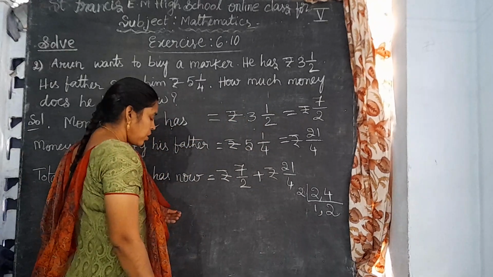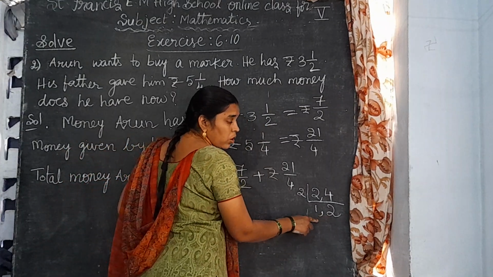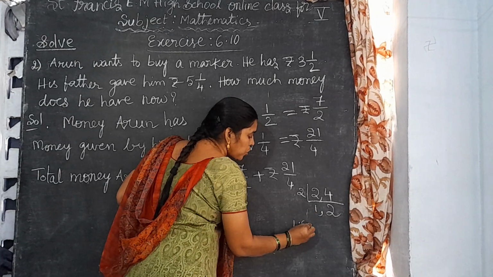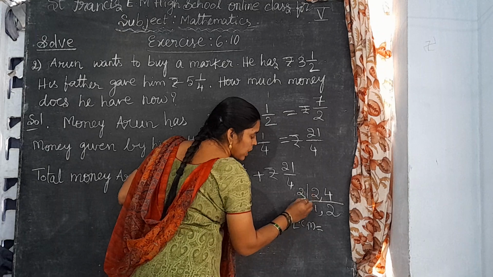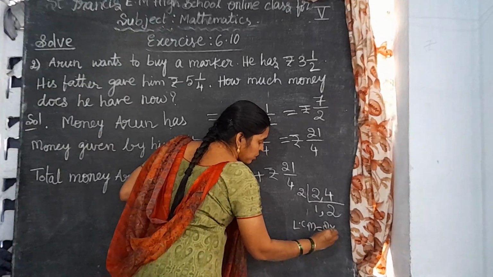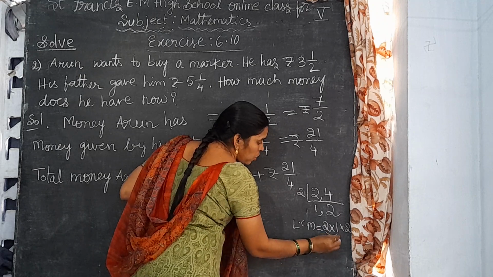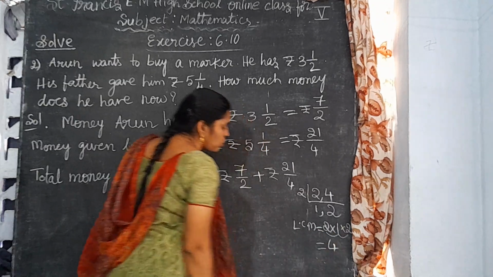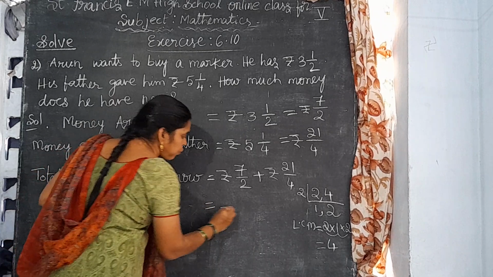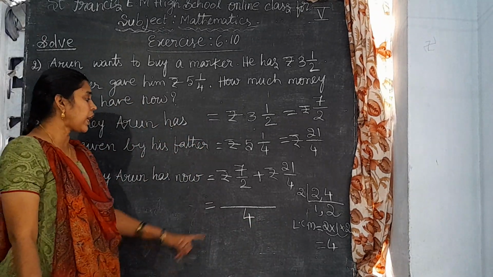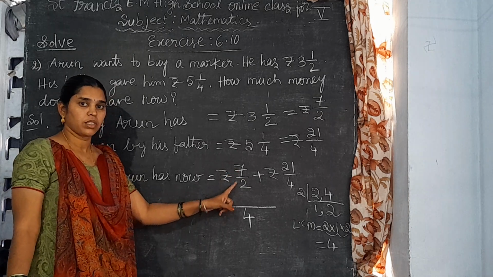Right? Now, except 2, will any table go in these two numbers? No. So what you have to do? You should do multiplication of the outside numbers. 2 into 1 into 2. 2 1s are 2, 2 2s are 4. So what is the LCM here? 4.